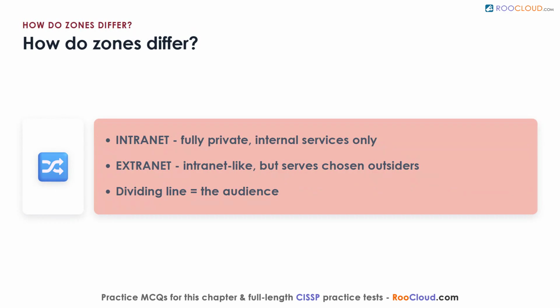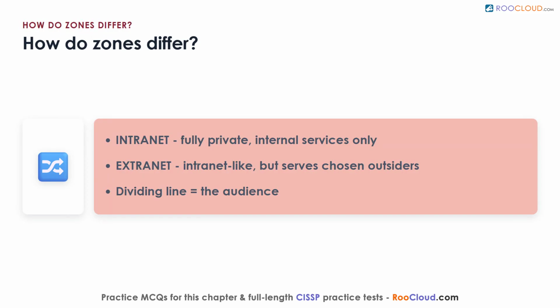An intranet is a fully private network that hosts internal services like web pages, email, and file access for your own people only. An extranet is a carved-out section that behaves like an intranet internally, but also serves specific outsiders. Think chosen partners, suppliers, or a remote sales force. The dividing line is the audience. One is strictly internal, the other deliberately opens a controlled slice to trusted external parties. Picture an office building where most floors are staff only, but one conference floor is set aside for visiting business partners.